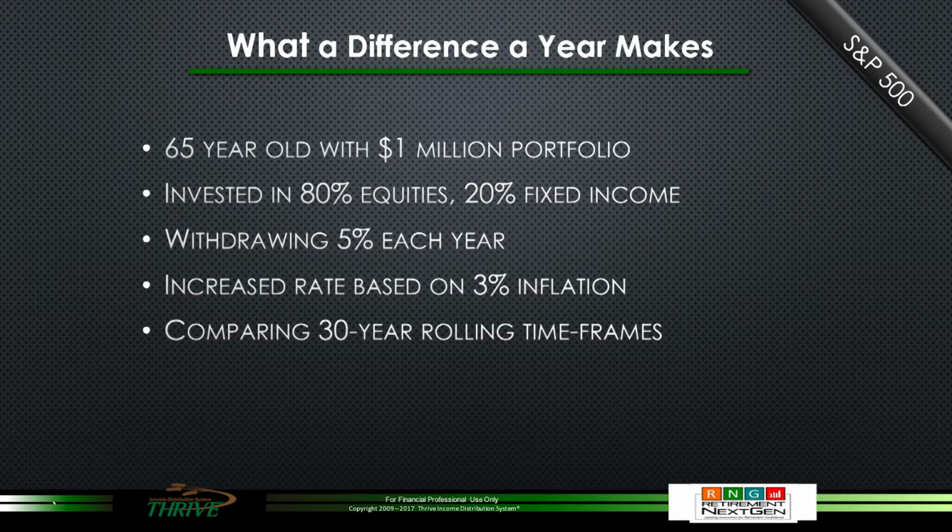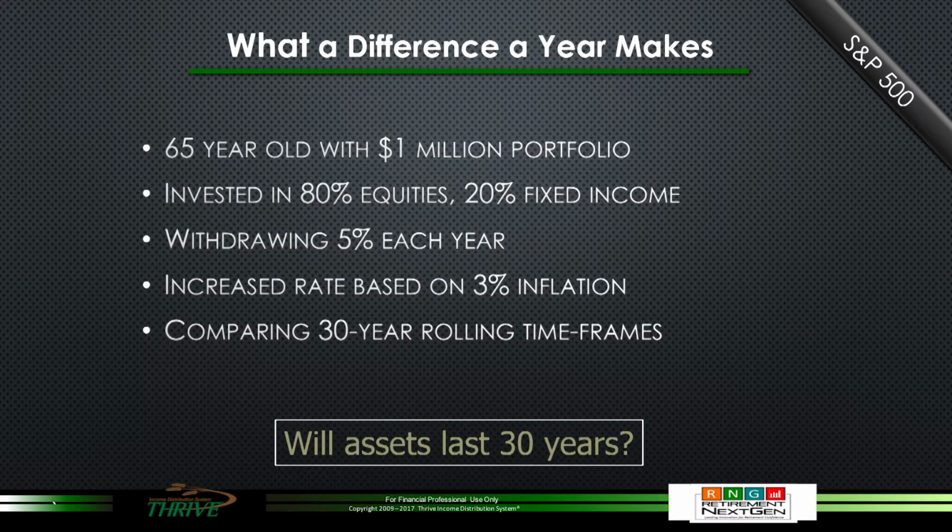Also want to show you what happens in longevity, and I want to show you that longevity risk is the number one risk in retirement. This is titled "What a Difference a Single Year Would Make." So this 65-year-old couple with $1 million, and we've invested 80% in equities, 20% in fixed income, assuming that 5% withdrawal, which so many want to use, and increased rate based on 3% inflation, 30-year rolling time frames, and the question is, will it last 30 years?